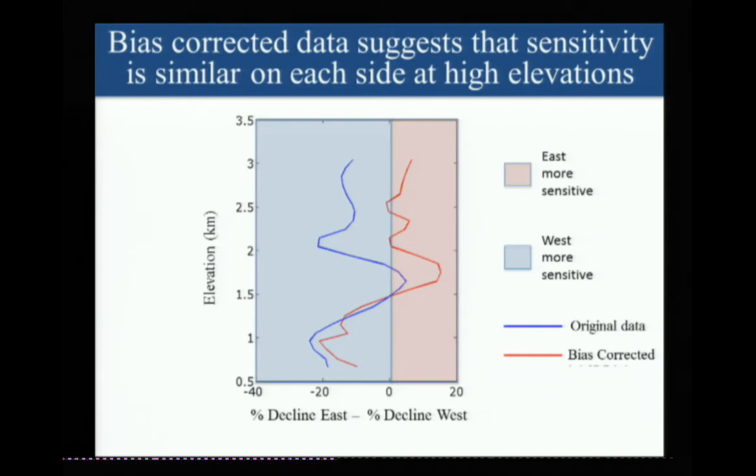We find that at high elevations, this red line is the bias-corrected data. We find that the sensitivity is very close to 0 across the high elevations. So now the sensitivity is very similar across the two sides of the range, depending on the data set that we use.